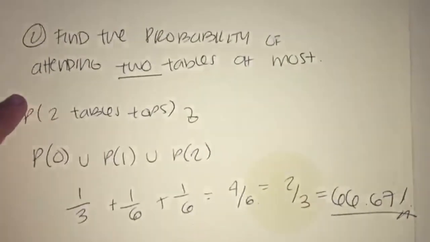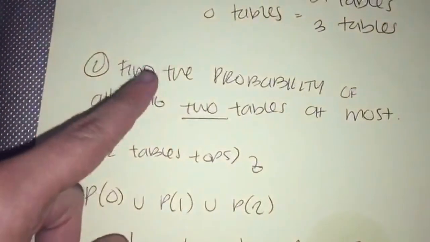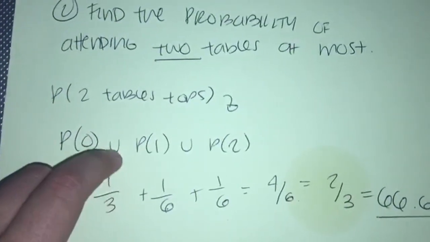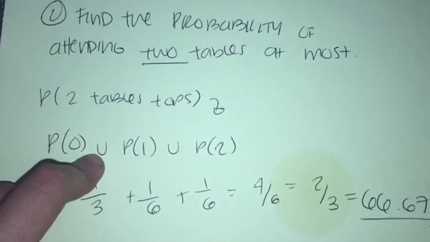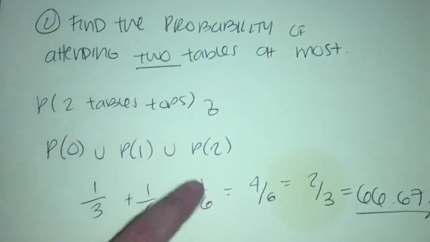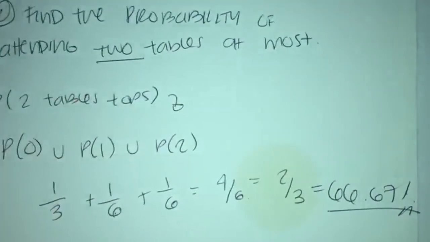And now for our second problem, it reads, find the probability of attending 2 tables at most. This means that the waitress can attend 0 tables, 1 table, or 2 tables. And it's just going to be the union because it's an or. So she can attend 0 tables, or 1 table, or 2 tables. And we're not going to add the 3 tables because it's only up to 2.